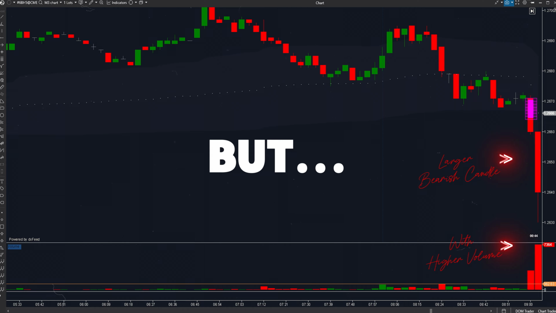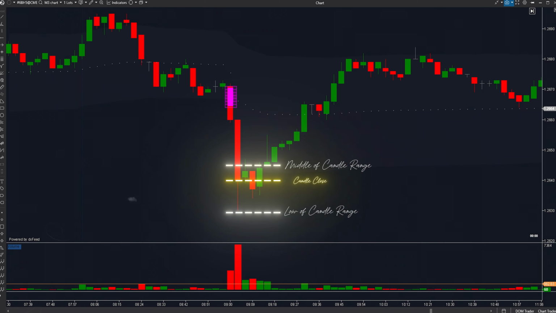The next candle is where everything clicks. It's a larger bearish candle with even higher volume. But, and this is critical, it closes near the middle instead of its lows. This is textbook VSA climactic action. Think about it. If smart money were genuinely selling, wouldn't the candle close at its low? Instead, they're absorbing up all the selling pressure, positioning themselves for massive buys.